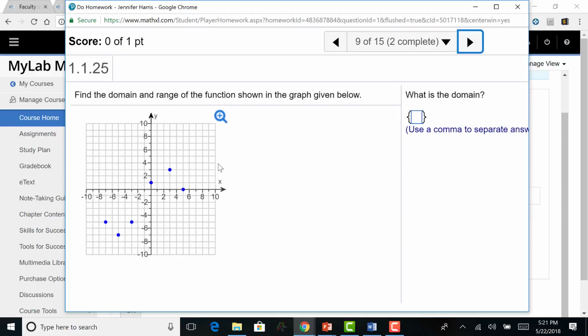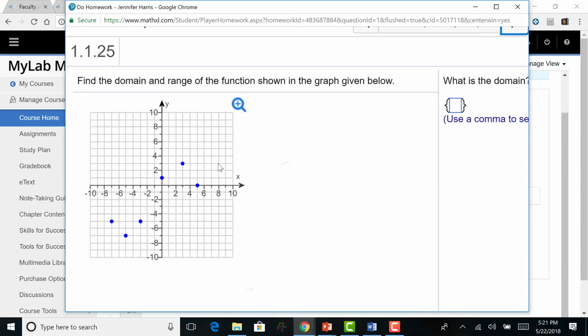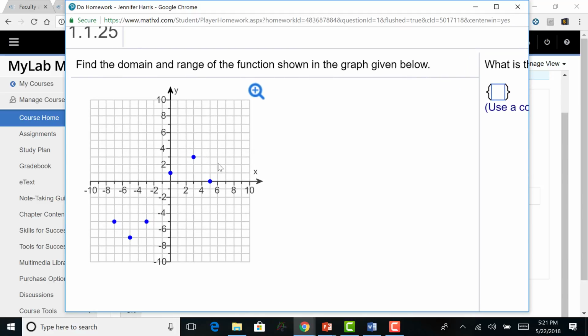Alrighty, find the domain and range. What are you going to do? You're going to create ordered pairs from all the points and find out what all the x values are and all the y values.